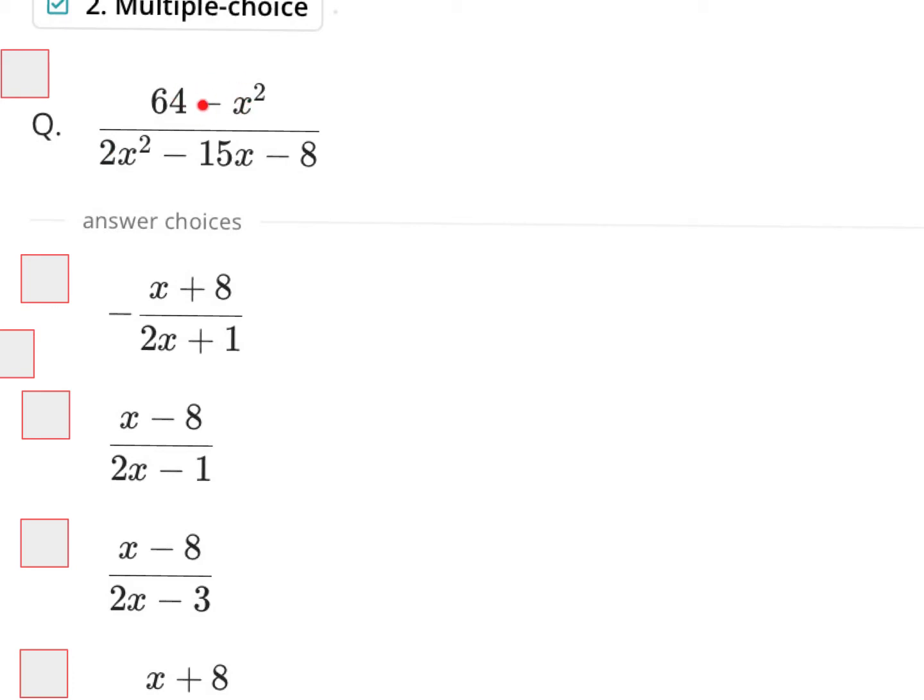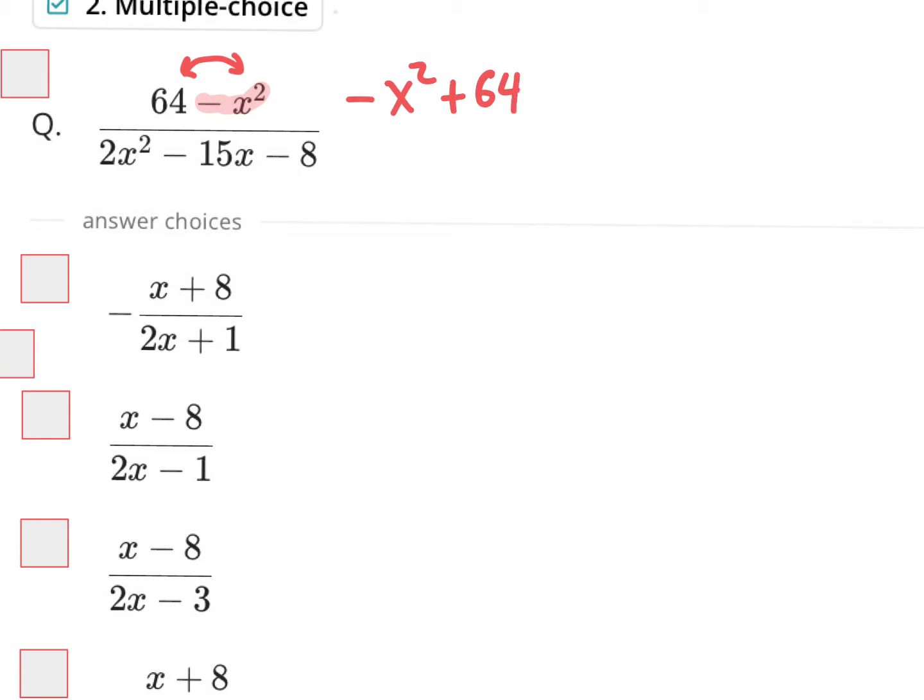This top one is a little weird as well because we're used to having the x squared first and the 64 second. And actually, I'm going to switch these to make them look the way I want to. But of course, the negative sign in front of the x squared belongs to the x squared. So when I rewrite this, I'm going to rewrite it as a negative x squared with a positive 64.